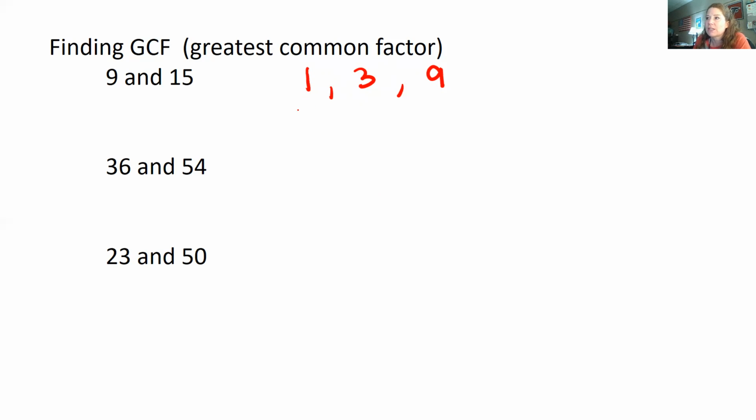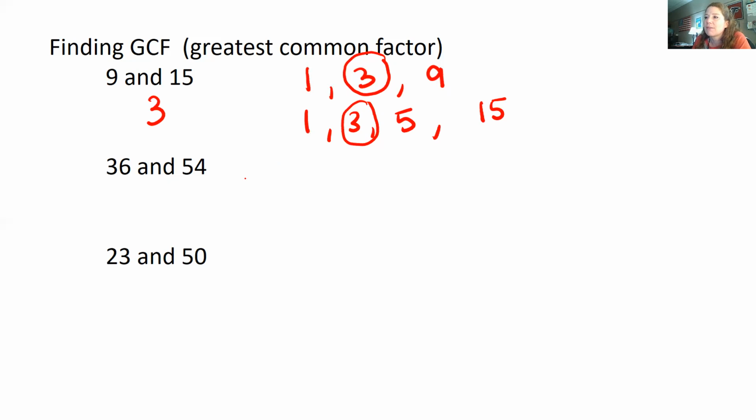So then I'm going to do the factors of 15. So 1 and 15. 2 is not a factor, but 3 is. 3 times 5. And then there are no other factors of 15. So I want the greatest common factor. So the greatest common factor of 15 and 9 is 3. So 3 is the biggest number I could divide 9 and 15 by.